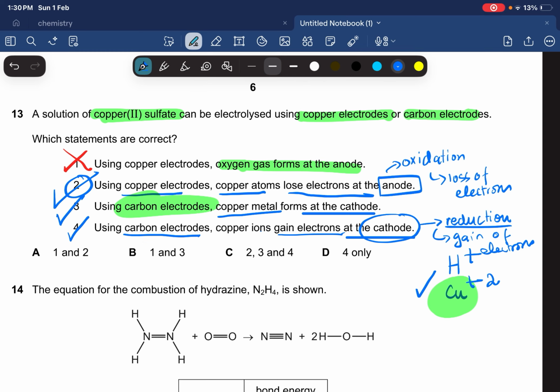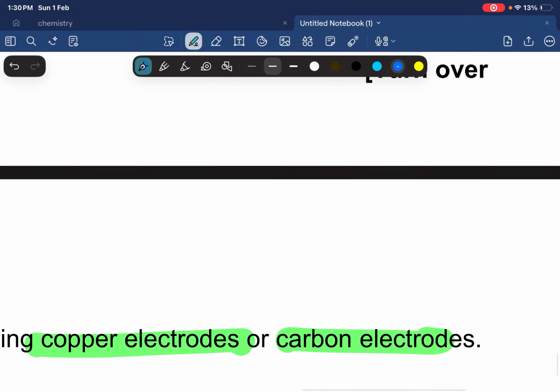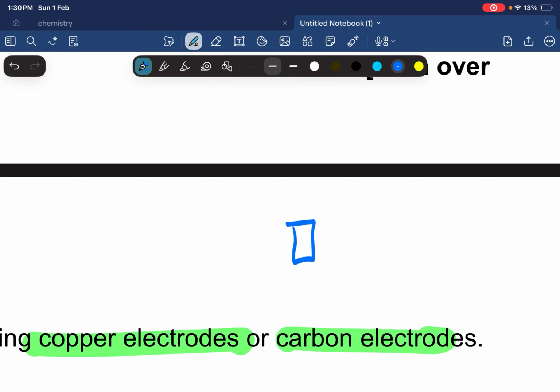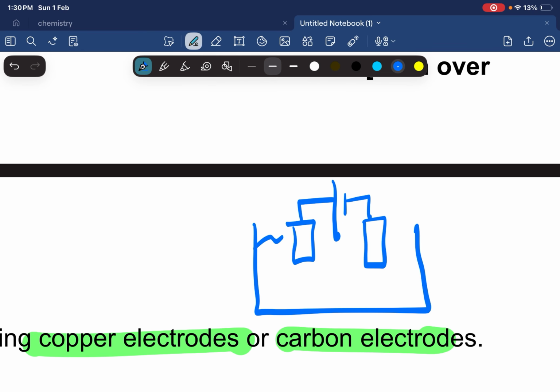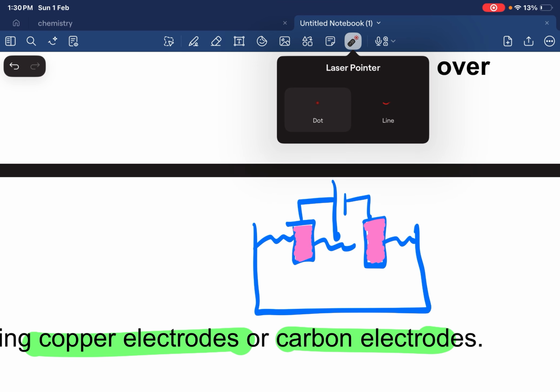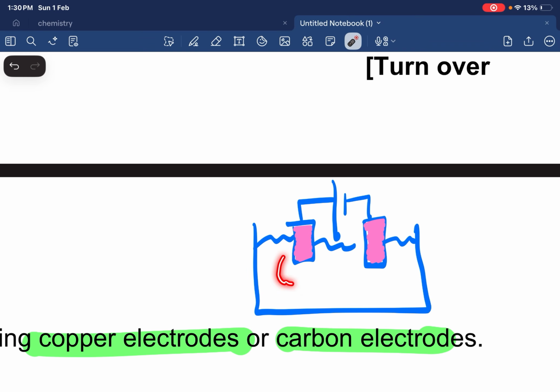That's going to be correct, which makes options 2, 3 and 4 all correct. If you don't understand this, just know that this is your anode, this is going to be your cathode, and what's going to happen is that when you are using your copper electrodes, this is copper and this one's copper, right? What's going to happen is that copper is going to get discharged from here.